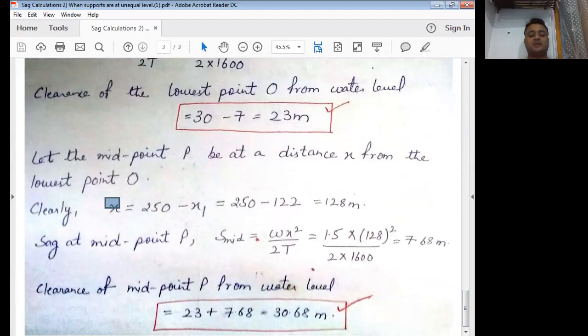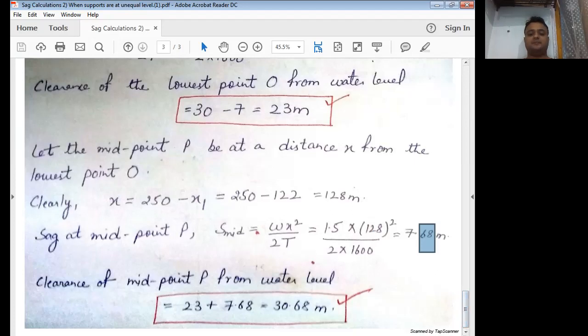Why are we calculating x? Because we have to calculate the sag at midpoint P. So the sag at midpoint P is w x square divided by 2t. Same formula we are using. Here we substitute the value of x. The answer is 7.68 meters. By adding both, we can get our distance as 30.68 meters, because we have to add this and we have to add this sag. The final answer is 30.68.